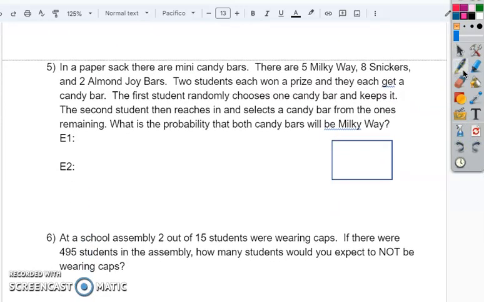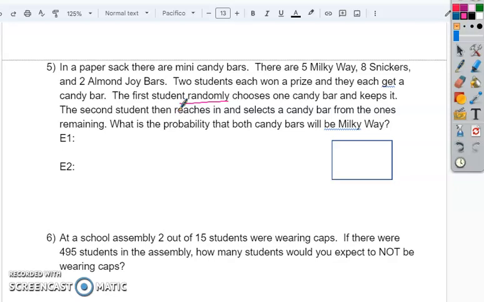Number 5, in a paper sack, there are many candy bars. There are 5 Milky Way, 8 Snickers, and 2 Almond Joy bars. 2 students each won a prize, and they get a candy bar. The first student randomly chooses 1 candy bar and keeps it. Randomly. They don't get to see it. Okay? The second student reaches in and selects a candy bar, also randomly, from the ones remaining. What is the probability both will be a Milky Way?